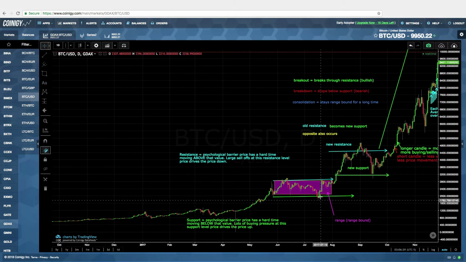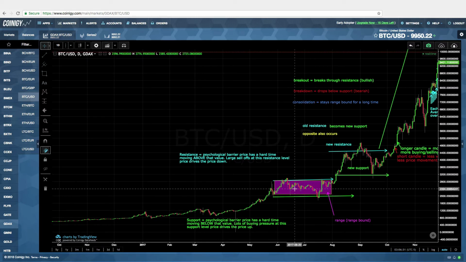And what you'll see here that I highlighted in pink is that sometimes the price bounces. It just stays between the support and the resistance for quite a while, and that's what we call range bound. This is a range bound price of Bitcoin. It keeps on staying in between these levels.